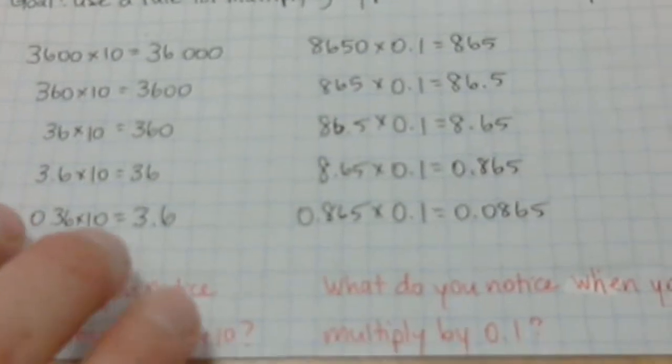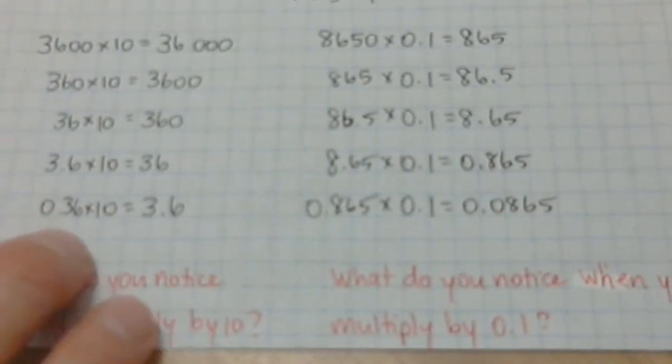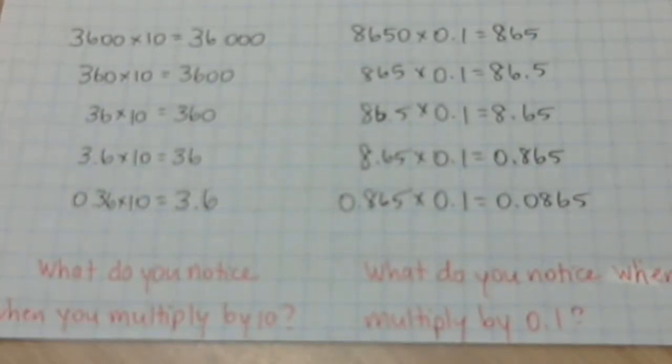So, I wonder if we can look at this for just a quick sec. Stuff on the left. So we have 3,600 times 10, which equals 36,000. 360 times 10, which is 3,600. 36 times 10 is 360. 3.6 times 10 is 36. 0.36 times 10 is 3.6. I wonder if we notice anything when we're multiplying by 10.